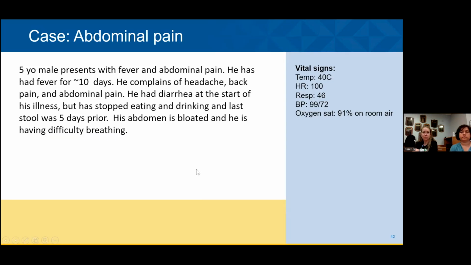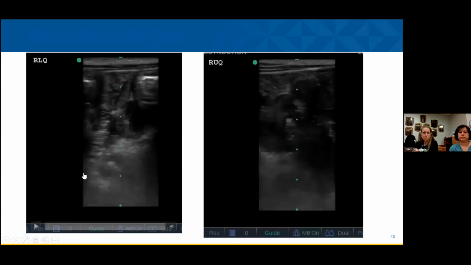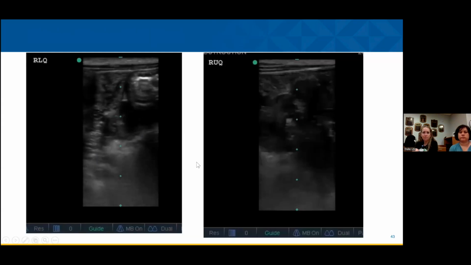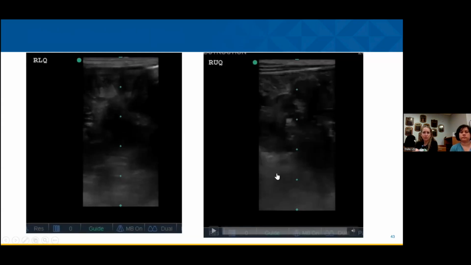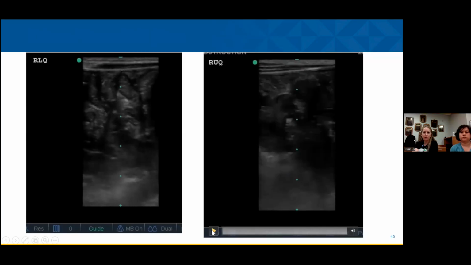He presented with fever and abdominal pain. He had fever for about 10 days, also had some diarrhea at the beginning of his illness, but for the past 5 days, he has not had any stool output. His belly was distended and he was having difficulty breathing. He was quite febrile, as well as tachypneic, with some lower oxygen saturations. So the team caring for him did some ultrasound exams, including a bowel exam.